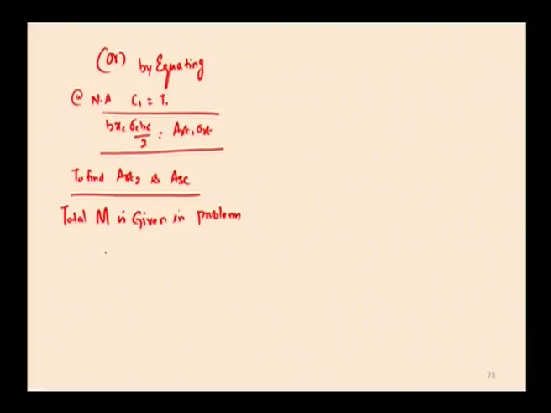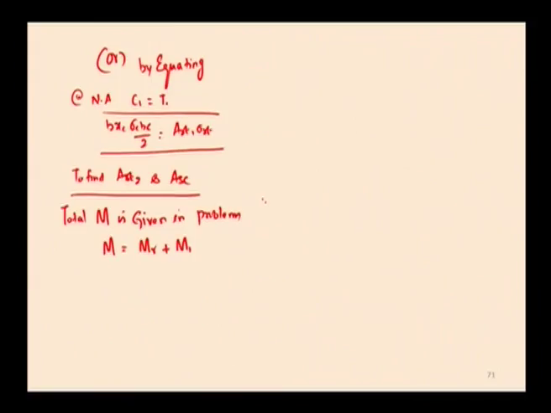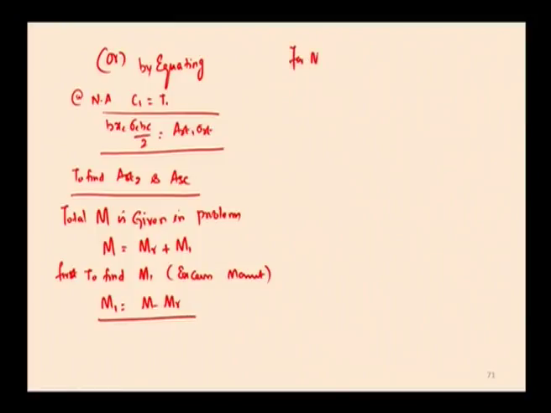So, total moment M is equal to the moment of resistance of the balanced singly reinforced section MR plus M1, the moment of resistance due to the compression reinforcement and due to AST2. So, to find M1, that is the excess moment, M1 is equal to M minus MR.